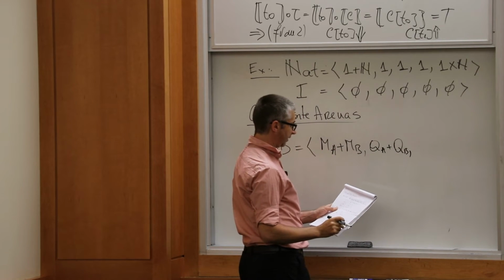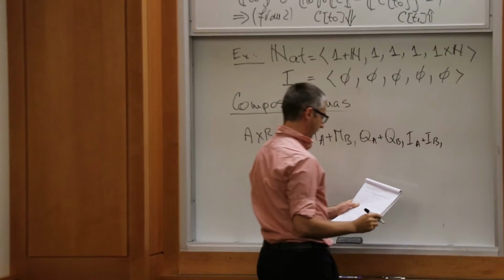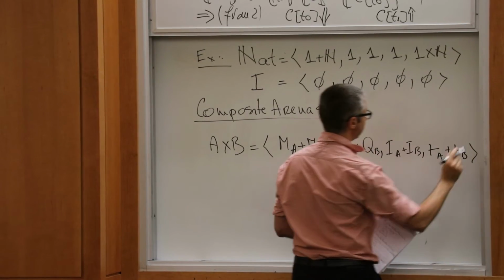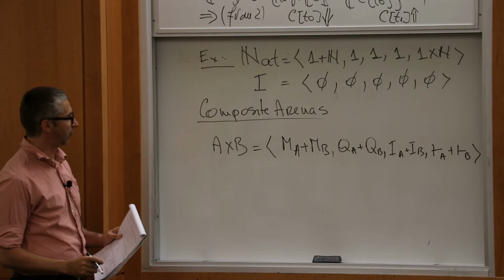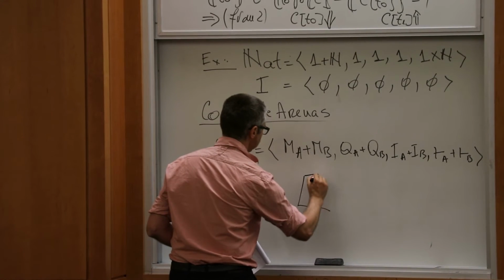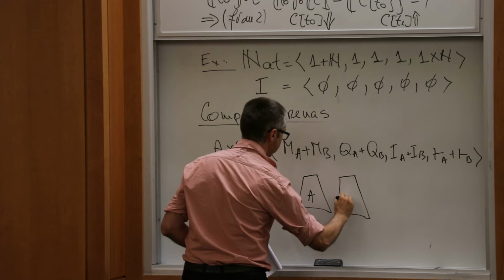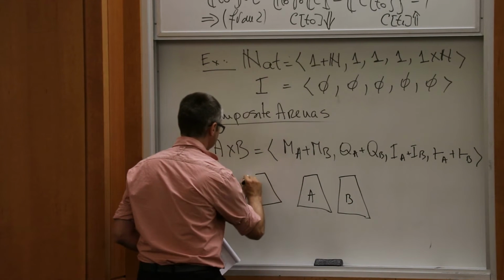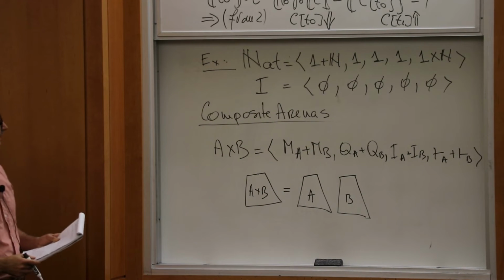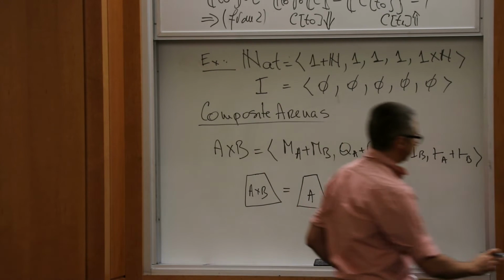The questions are the sum, the initials are the sum, and the enabling relation is also pointwise. So if you think about your arenas as trees or DAGs or whatever, the product is simply situating the two arenas side by side.